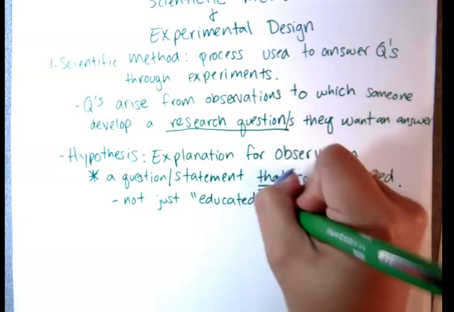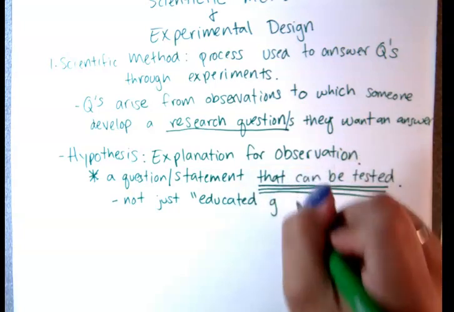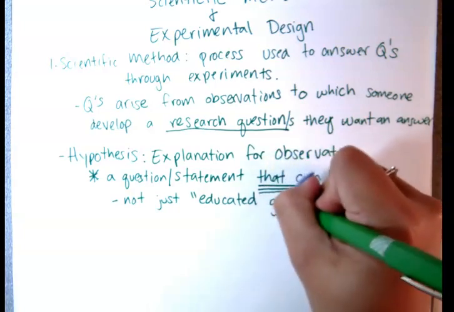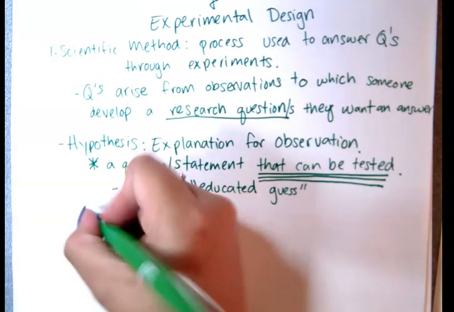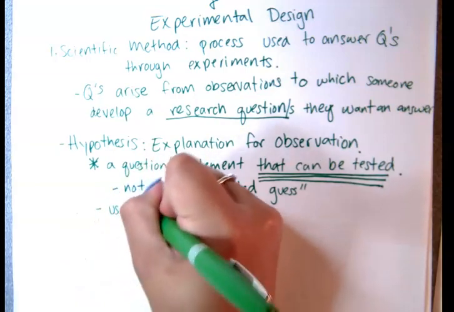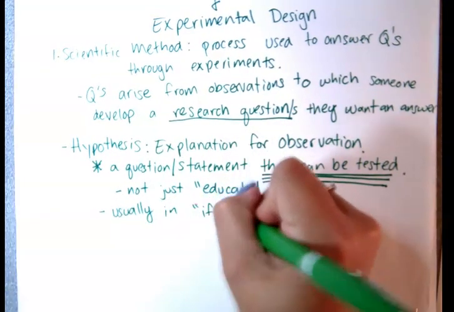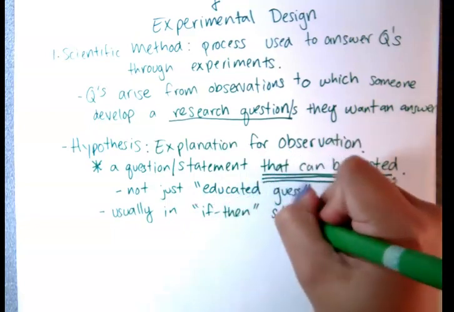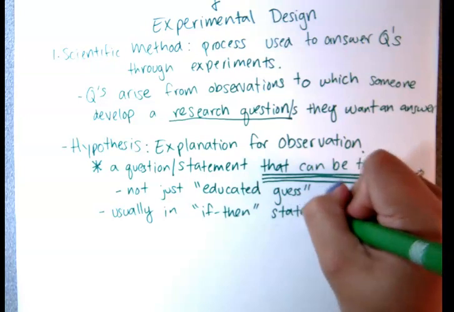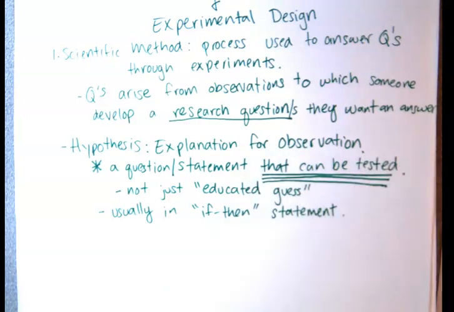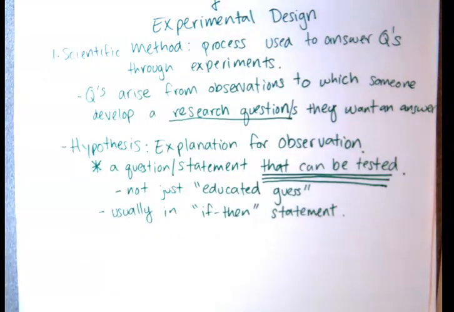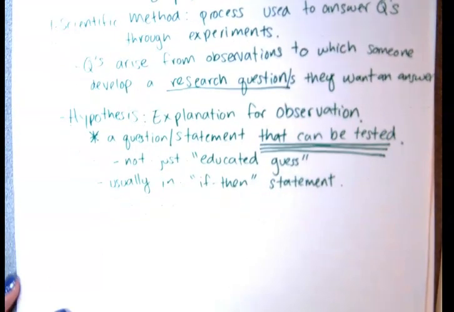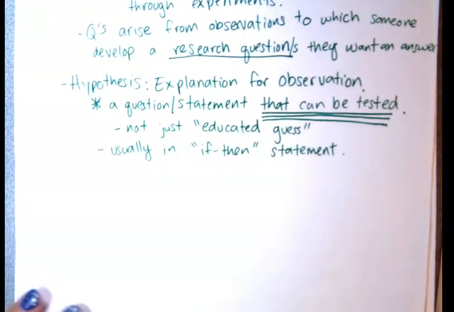Your hypothesis does need to be an educated hypothesis. You can't just be like, oh, well, because the sky is black. But it has to be testable. So you usually see hypothesis in an if-then statement. Not always, but that's the formula that we have for these hypotheses. Later on, if you go into upper level sciences, you'll see hypotheses written a little bit differently. But for now, it's an if-then.